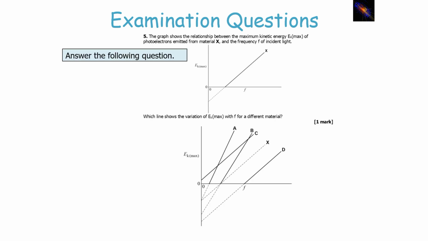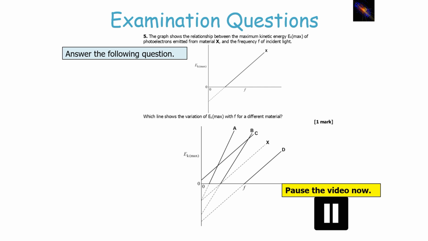Next question. This graph shows the relationship between the maximum kinetic energy of the photoelectrons emitted from material X and the frequency f of the incident light. Which line shows the variation of kinetic energy with f for a different material? So pause the video now, then unpause the video when you want to go through the answer.